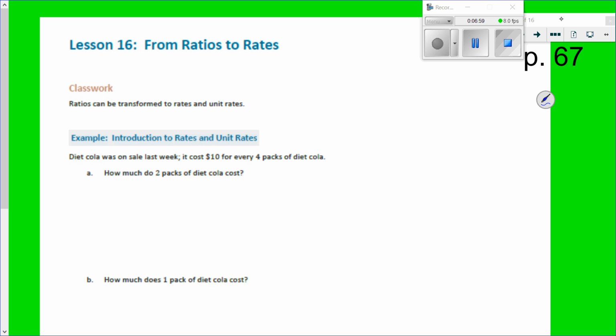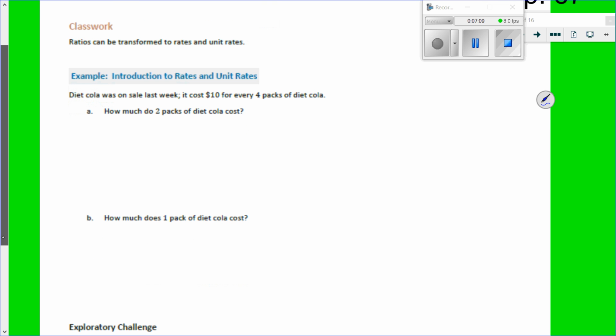Okay, our big deal today. Here's what we're doing. Rates can be transformed, ratios can be transformed into rates and unit rates. So this is what I do when I go to the store. I do what we call comparison shopping. I look at the different products and I say, which one am I going to get for the least amount? Sometimes when they're doing sales, you've got to do some math.